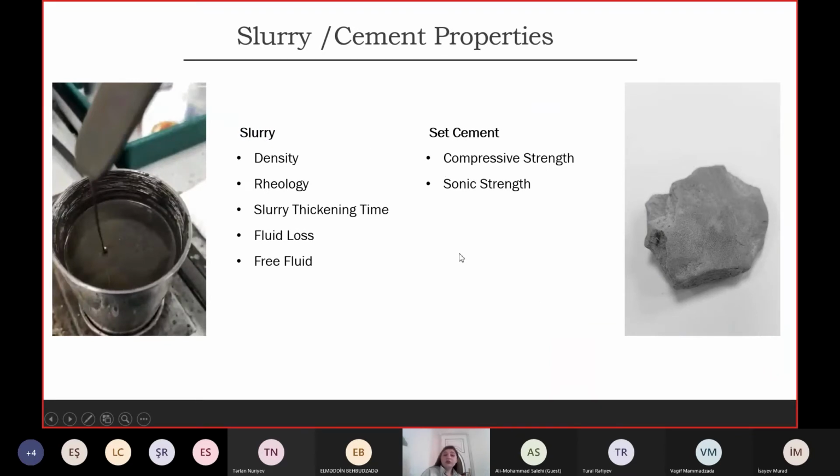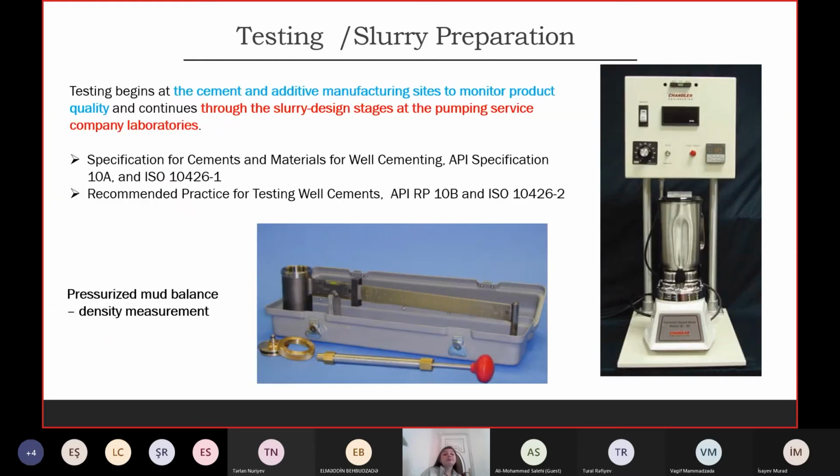So do we test all of this every time? No, because some of them are very specific for jobs, like fluid loss. If I'm not adding any fluid loss control additive, I don't need to measure fluid loss because I didn't do anything to control it, and it can give 200 milliliters or 500 milliliters. I cannot control it, so I don't need the result. If I don't need any control, I will not test it, right?